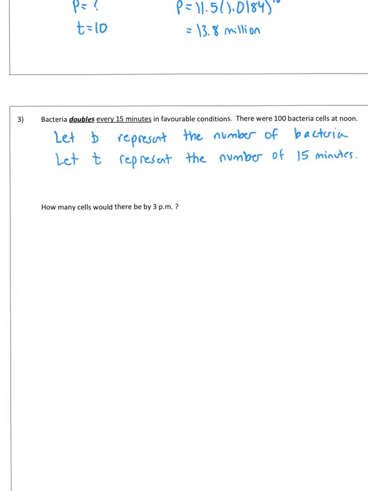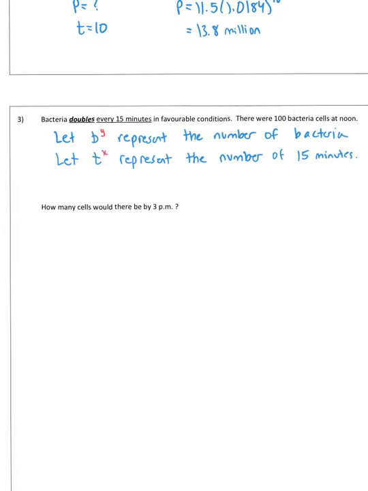Because in the first question we looked at, the bacteria doubled every hour. So T represented the number of hours there. Here, T represents the number of 15 minutes. So basically the number of times that the bacteria doubles. So here again, bacteria is the Y as it depends on your time, which is X.